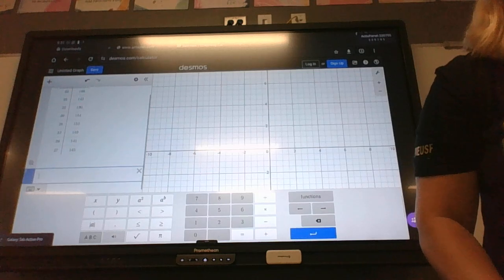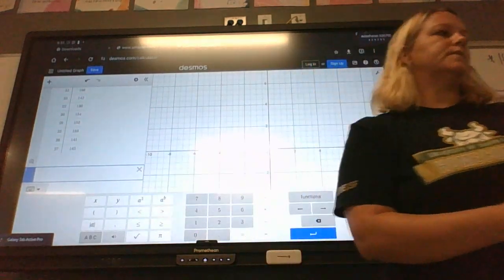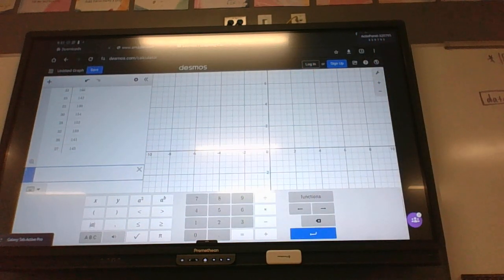Desmos people, you're going to come down to this line, new line, and you're going to type this in: y1 squiggle m x1 plus b. And it's going to come up with the exact same numbers, which is very cool.